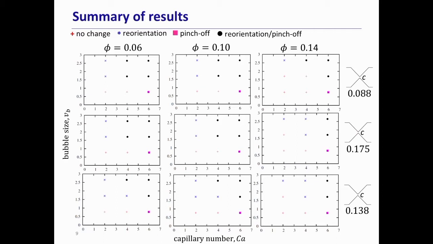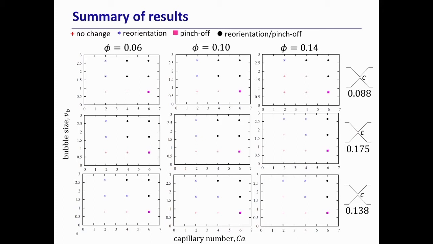And you can see that this way, the size of the bubble is getting larger. When we have the larger bubble, the chance of reorientation is greater. So for example, here with a small bubble, reorientation only happens 2 times, but with the larger bubble, the reorientation happens 4 times. I mean, in 4 different conditions.